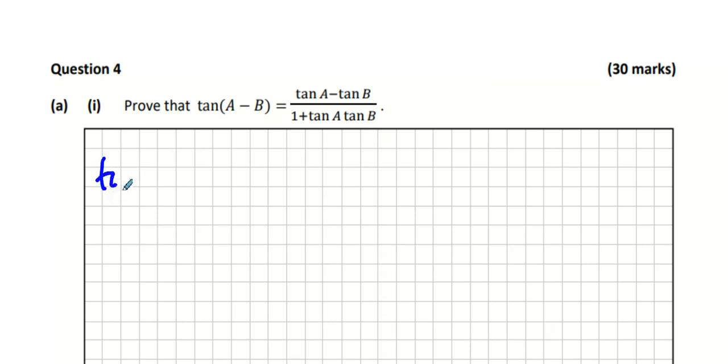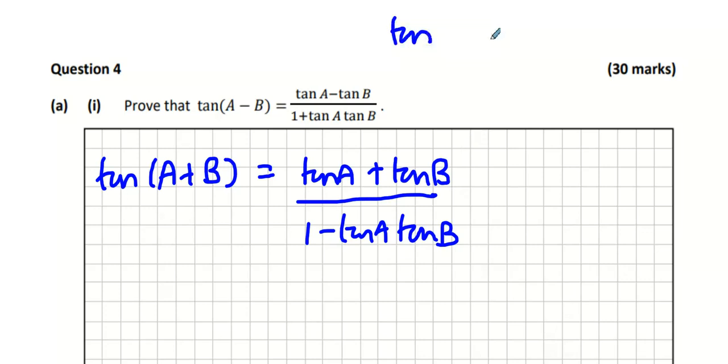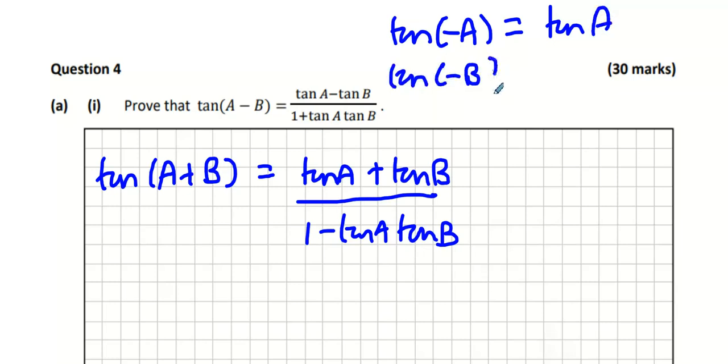So the simplest one I can find is that tan(A + B) equals (tan A + tan B) all over (1 - tan A tan B). Now, on page 13 of your tables, you're also going to see that tan of minus A equals minus tan A. Therefore, tan of minus B will have to equal minus tan B.